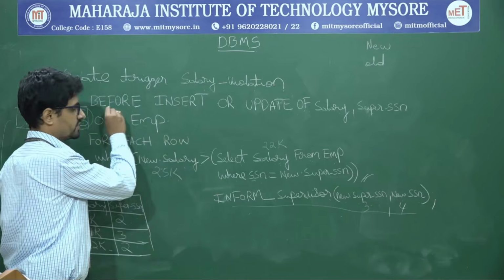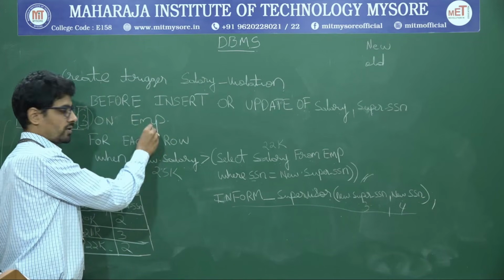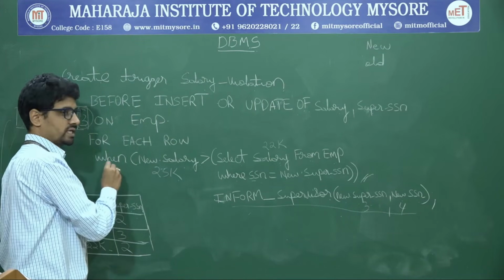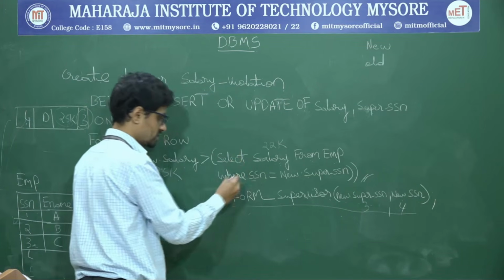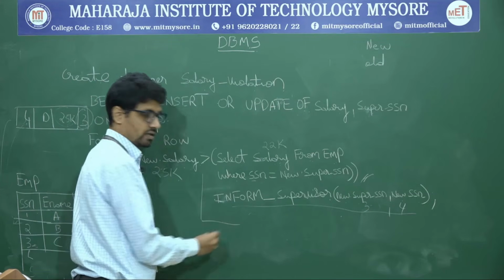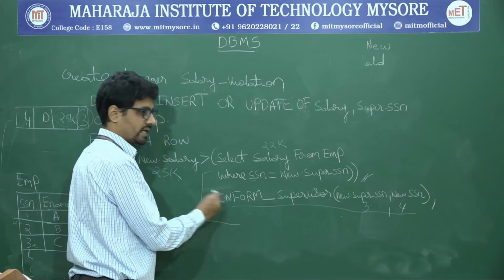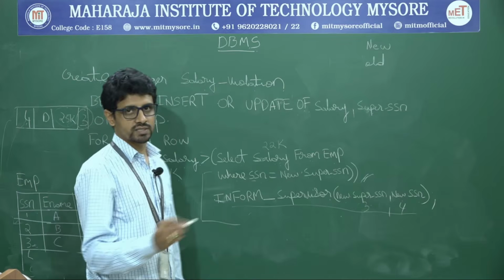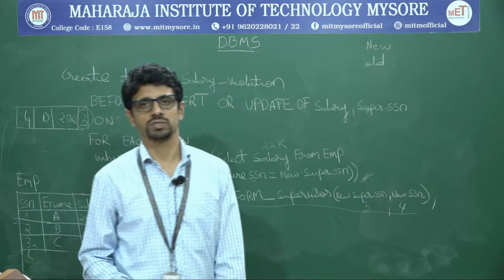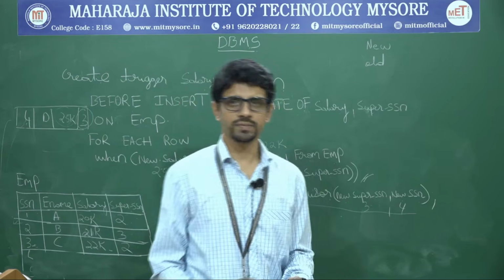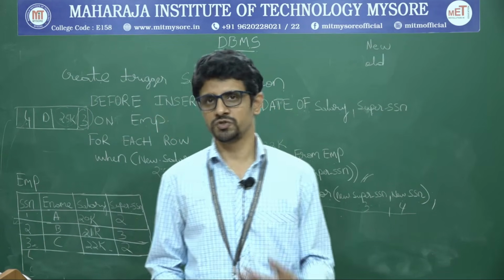So some event, that is after insert on employee table, for each row, what is the condition? Whether the experience is greater than 10 years. If yes, then what? Write an action, that is update employee set salary equal to salary into 0.1. So this way you can update the salary by 10%. Likewise, you can take any condition and perform it using triggers.